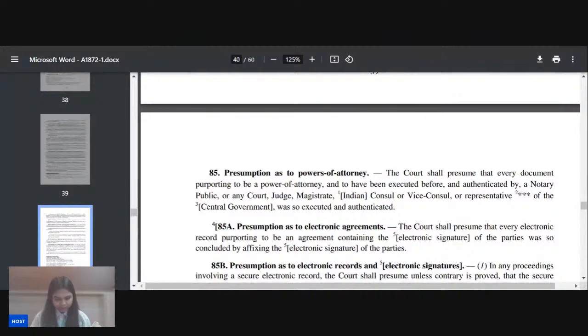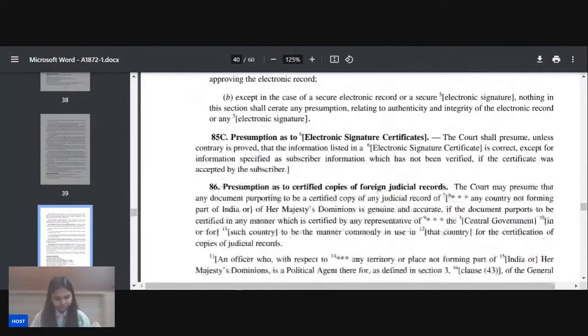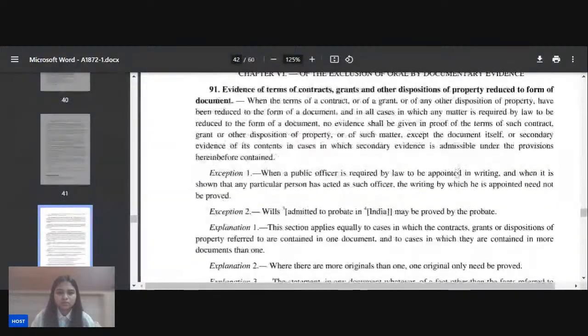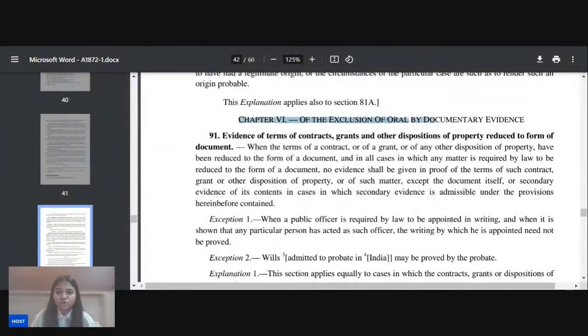Now I'm directly going to section 91, exclusion of oral by documentary evidence. If you have any doubt in between, please ask me. If there is any doubt in between, please ask me.